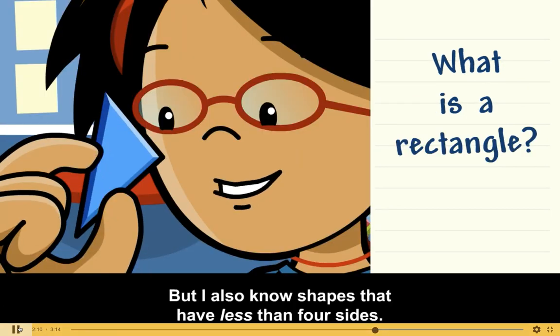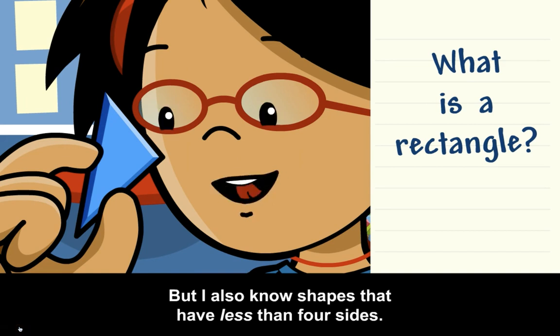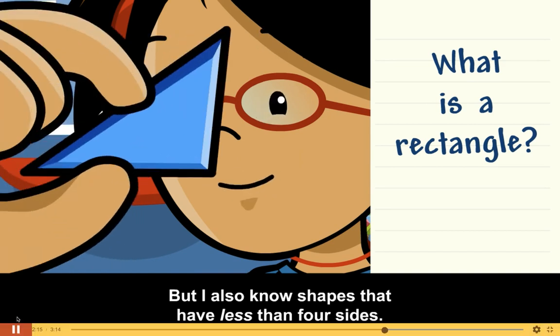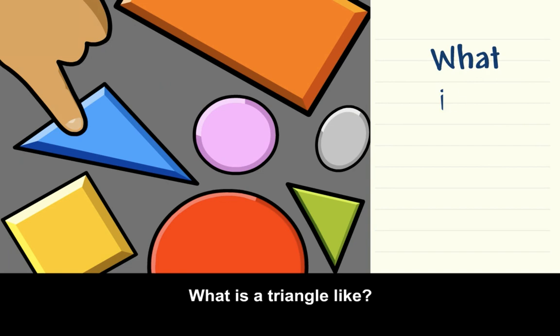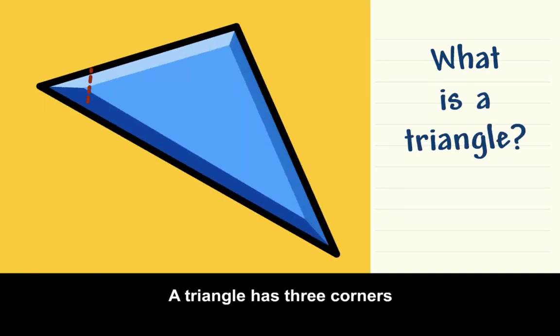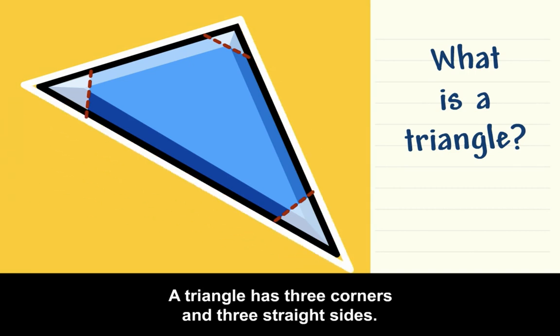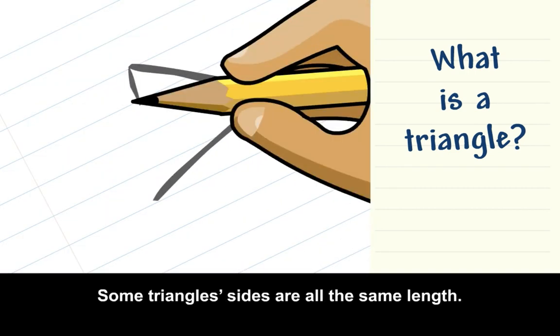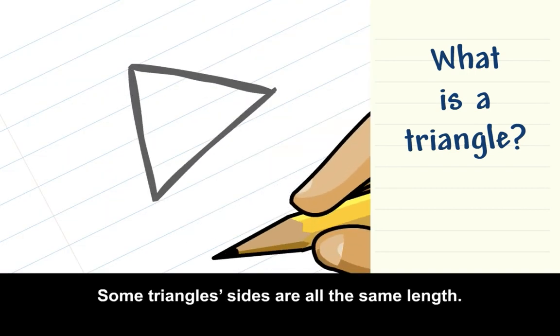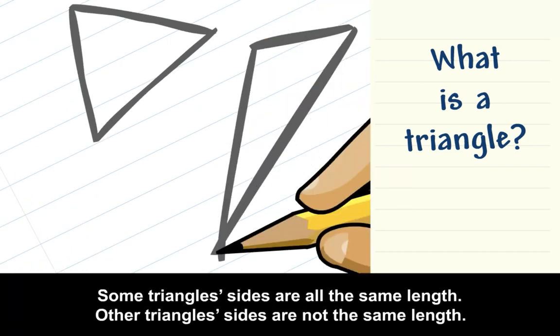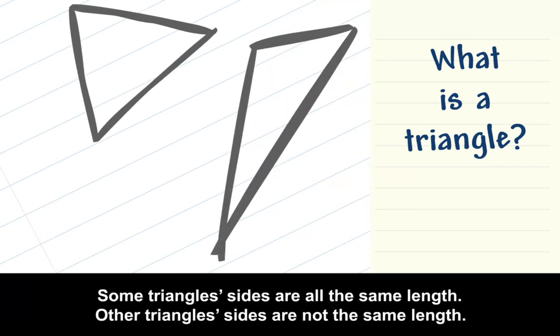But I also know shapes that have less than 4 sides. What is a triangle like? A triangle has 3 corners and 3 straight sides. Some triangle sides are all the same length. Other triangle sides are not the same length.